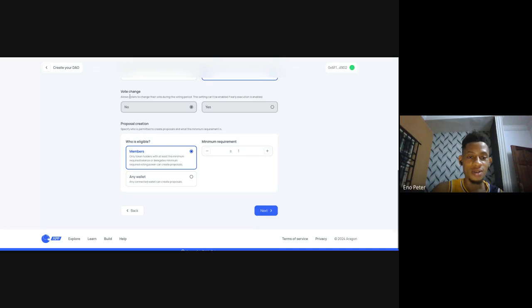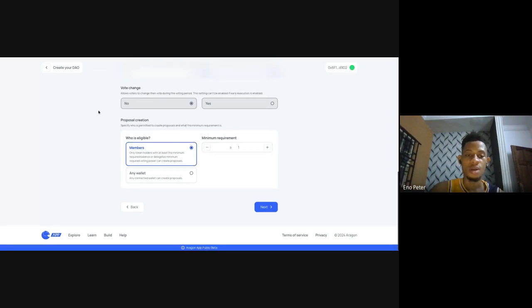Vote change: allow voters to change their vote during the voting period. This setting can't be enabled if early execution is enabled. So allow people to be able to change their vote, yes or no. You can put it there. Proposal creation: who is allowed to raise a proposal? It says members: only token holders with at least the minimum required balance or delegates' minimum required voting power can create proposals. And the minimum requirement to create a proposal is 1.